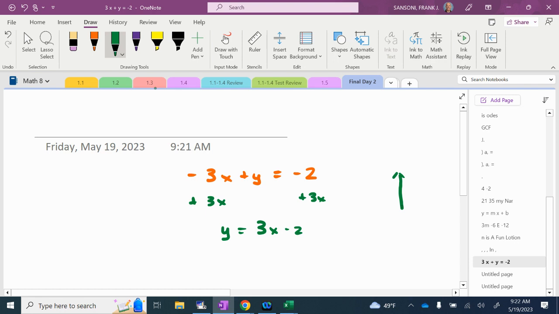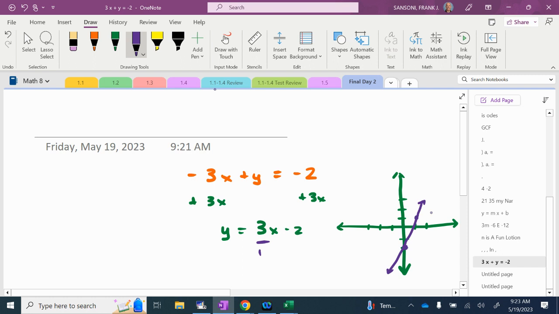Sketch a quick graph. What do I graph first? Y-intercept, which is what? -2. So I'm going to go down 2 on my y-axis, put a point. What's my slope? Up 3, right 1, right? Up 3, right 1. From this point right here, 1, 2, 3, right 1. I don't have room to go down 3, left 1, so we'll just do it just like that. There's your graph.